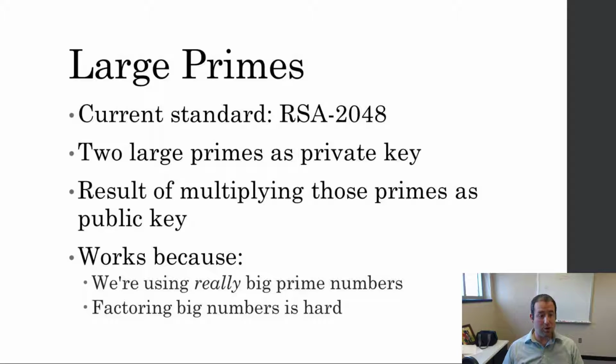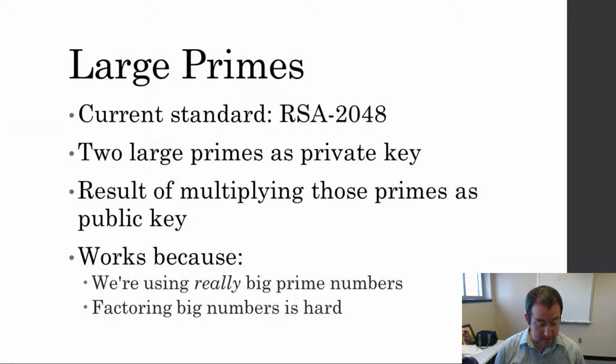And this works because using really big prime numbers, factoring those big numbers is hard. It's hard for computers to do, and it would take a really, really long time. We're talking many, many years, thousands of years, millions of years, for a computer to take the result of multiplying those two large primes and factor that out to what would be your private key, which is those two large primes, the actual numbers that go into that. So factoring big numbers is hard, so that's how all of that works.